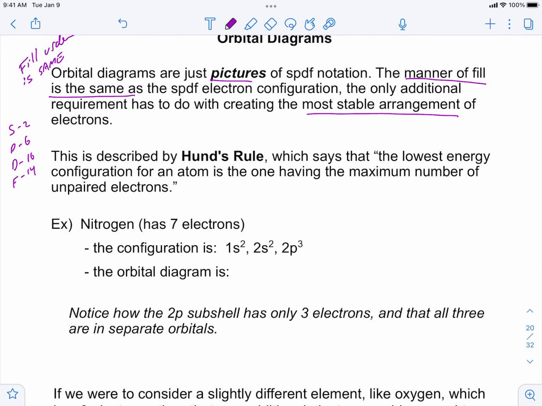So let's just jump right into an example of nitrogen. So this is nitrogen's SPDF notation. That should look familiar to you. There's 7 total electrons. Now, the orbital diagram is the exact same thing, except if you recall that in an s sublevel, there is only one orbital. So I'll put one circle there. Now there's 2 electrons here.